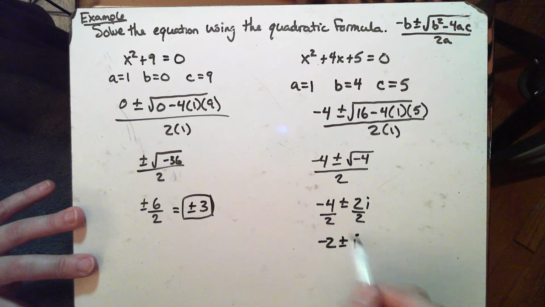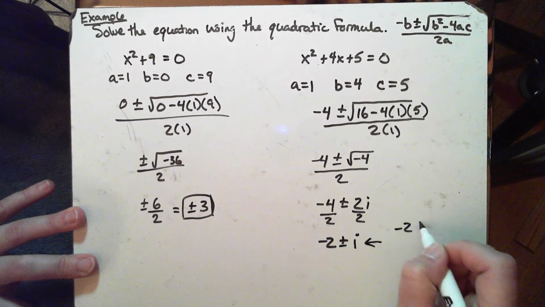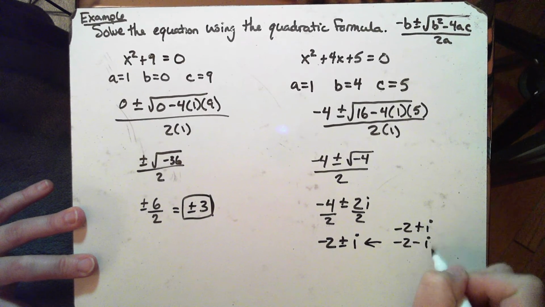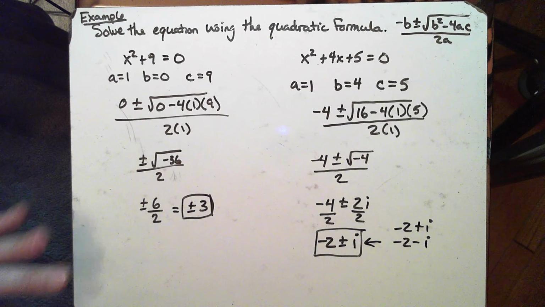Notice this is a pair of complex conjugates. This is negative 2 plus i and negative 2 minus i. They are complex conjugates. And that is the result using the quadratic formula.